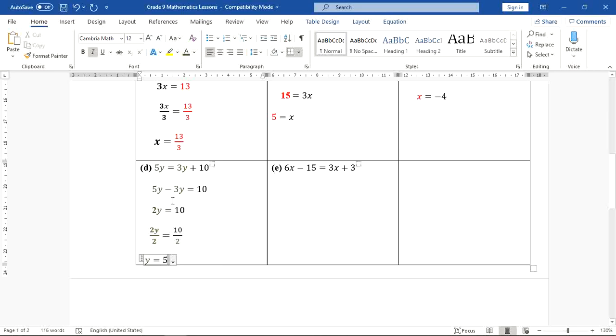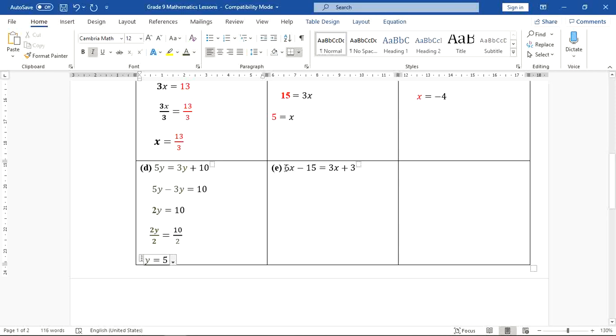So let's see if you are right. What is 5 times 5? 5 times 5 is 25. Okay, let's put the y here. Let's put the 5 here. What is 3 times 5? That is 15 plus 10, 25. So we are right. All right, so let's go to part E, the last one.